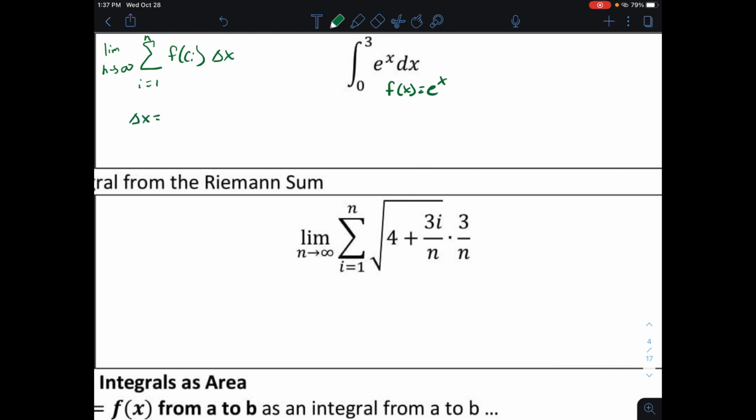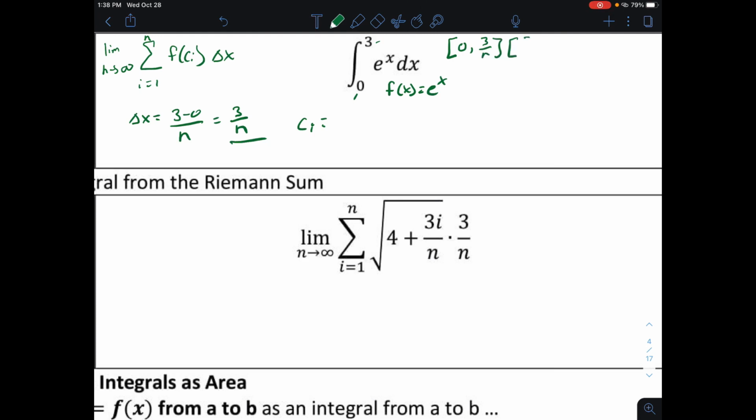Delta x is the width of my subintervals, so you take the overall span, from 0 to 3, so 3 minus 0, and divide by the number of subintervals I'm going to use, which is n. So my change in x would be 3 over n. So we got that part. Now we want to write an expression for c, our corners. To do that, let's write out our first couple of subintervals. We'd start with 0. The right endpoint would be 0 plus 3 over n.